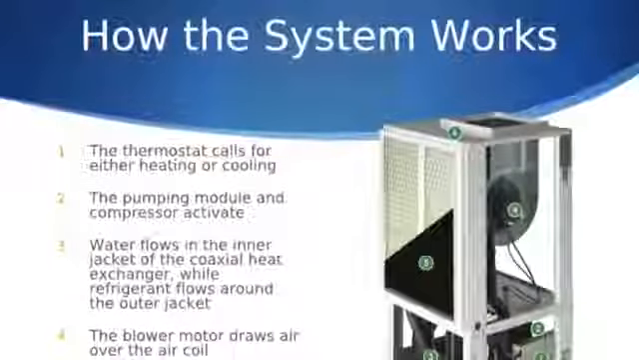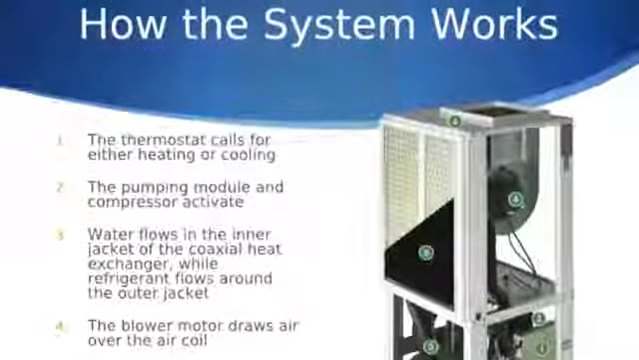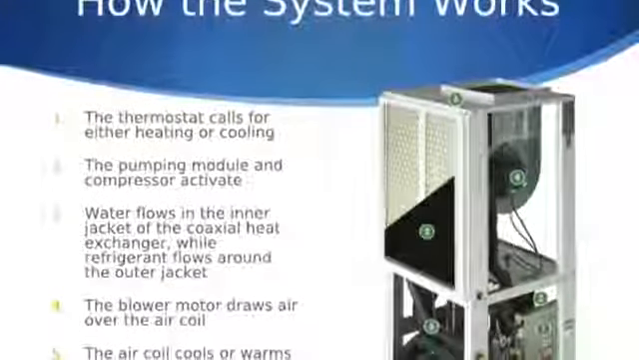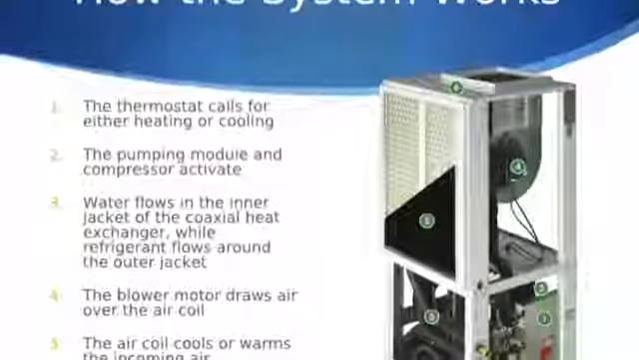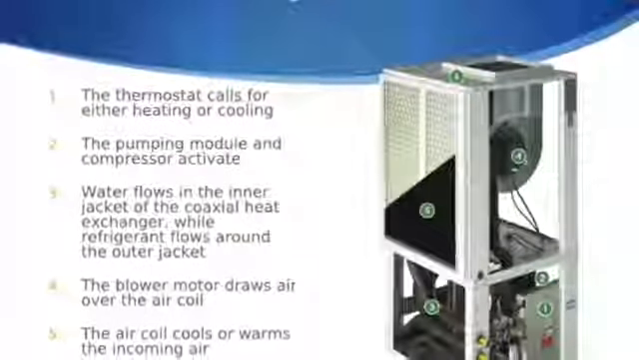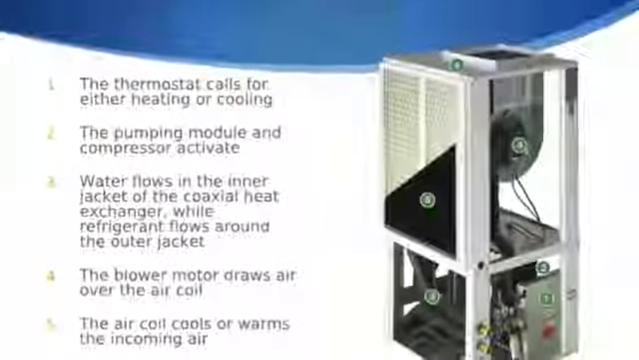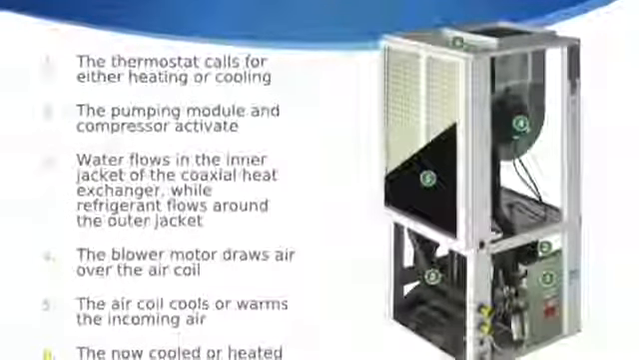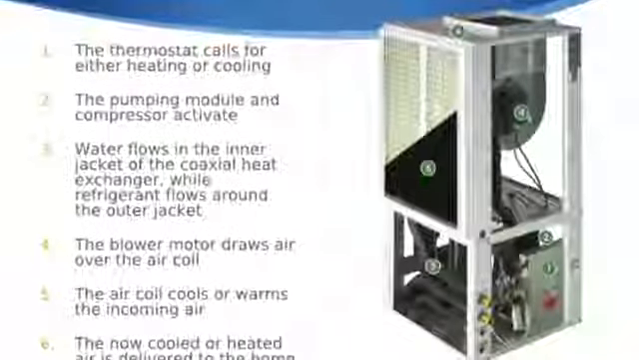How the system works: the system's going to work basically just like every other heat pump that you have in your house. The thermostat's going to call. The first thing that's going to happen is the circulating pump comes on. It's going to start circulating the solution through the system. The compressor is going to come on, the blower fan is going to come on, and then the cooler or warm air is going to start coming out inside the house.